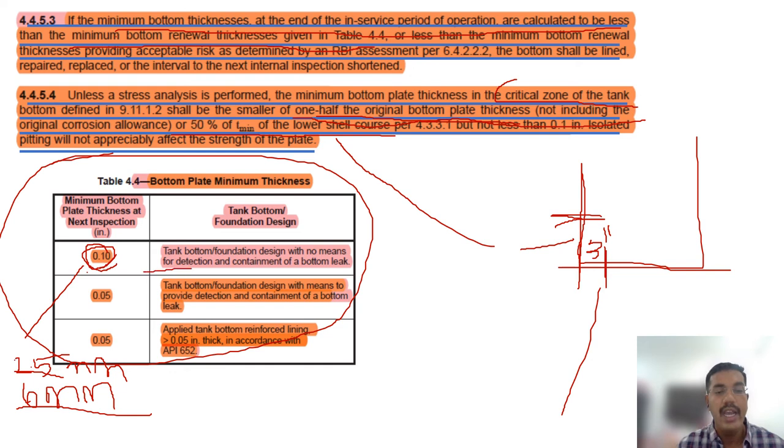2.5 mm. Okay, tank bottom foundation design with no means to detect leakage through the tank bottoms. 0.05 inch, if tank bottom foundation design with means to provide detection and containment of a bottom leak. Okay, so these are the requirements. These two requirements will come in the open book exam.